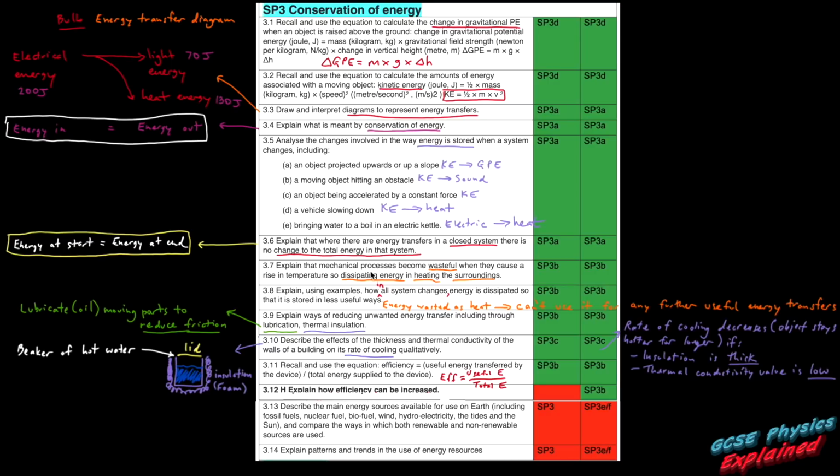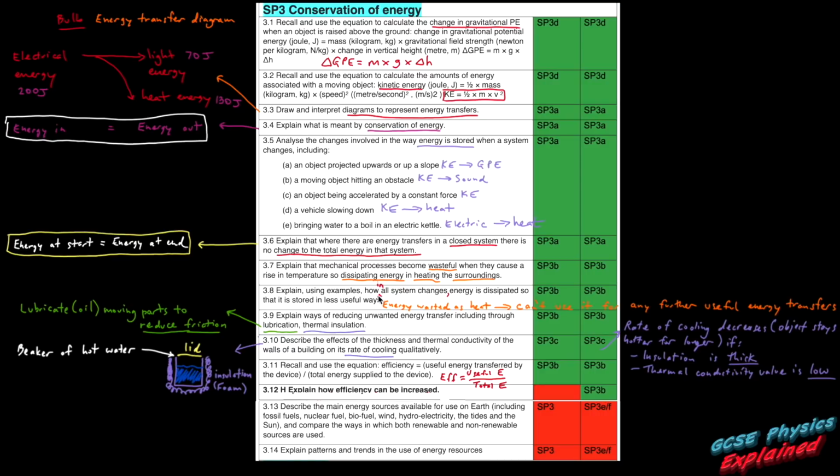3.7. Explain that mechanical processes become wasteful when they cause a rise in temperature, so dissipating energy in heat to the surroundings. What it basically means is you've got to tell the examiner that wasted energy gets turned into heat and it goes to the surroundings. Examiners like you to use the word dissipate, but it just basically means spreading out and going to the surroundings.